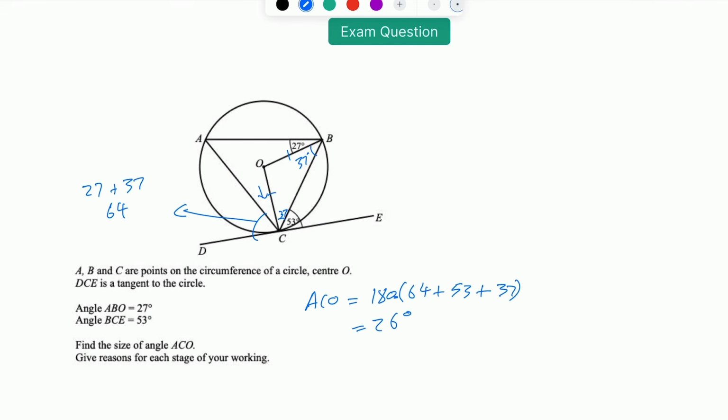Now, I have not explained the reasons here, so I'm just going to quickly talk through that. So reason one is going to be for this one here. That's OCE. You're going to say OCE is 90 because the radius meets a tangent at 90 degrees. Reason 2 is going to be that OBC, so that's this angle here, is 37 because angles inside an isosceles triangle, base angles are the same. And reason 3 is the alternate segment theorem, which is what we used over here in line with this angle here. And then finally, your reason will be angles on a straight line add up to 180, which is what we used here. And you will need to give all your reasons to get the marks.